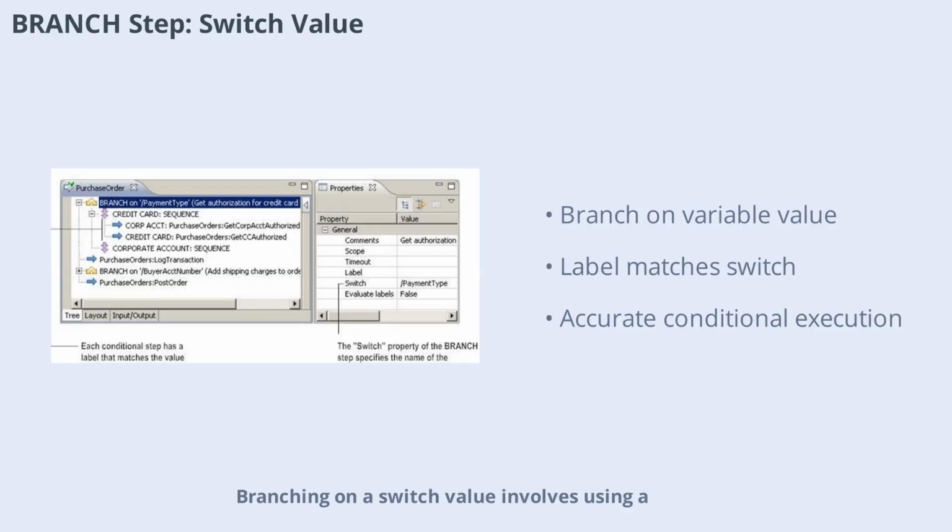Branching on a switch value involves using a pipeline variable to determine which child step executes. Each target step has a label that matches possible values of the switch variable. This approach is ideal when you know the exact values to branch on, such as payment types or order statuses. Proper label assignment ensures accurate conditional execution.